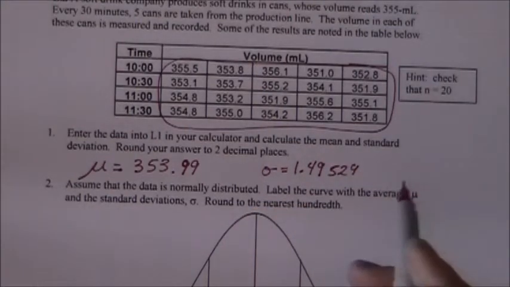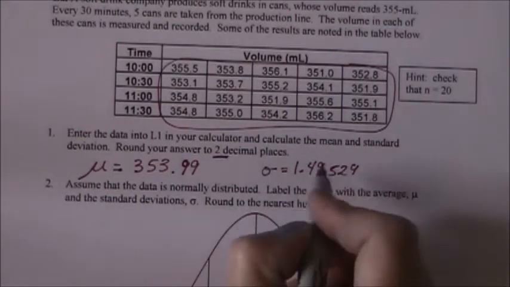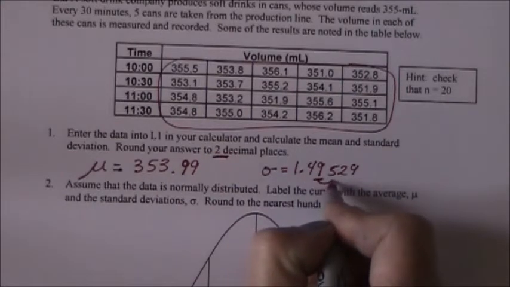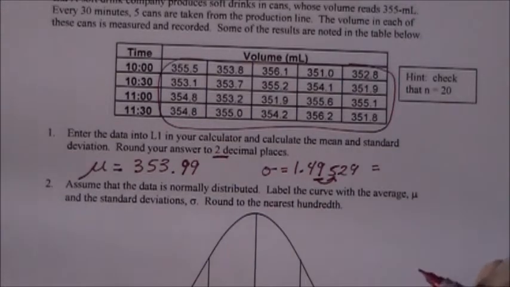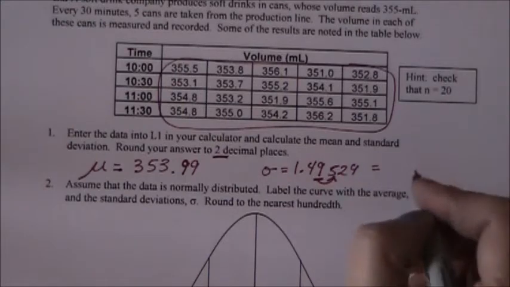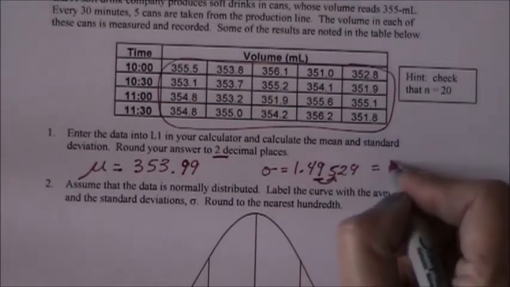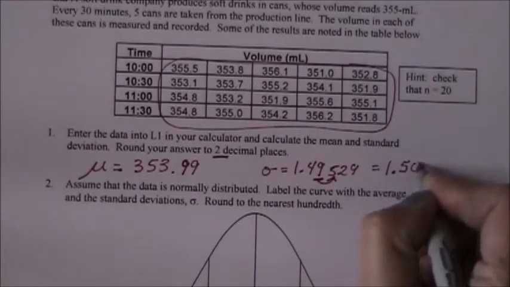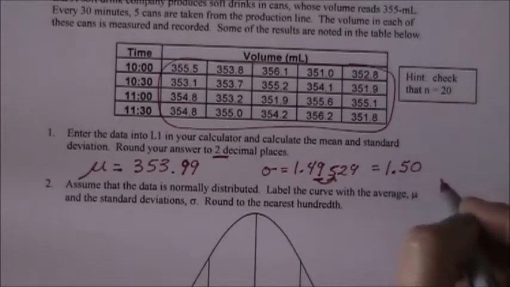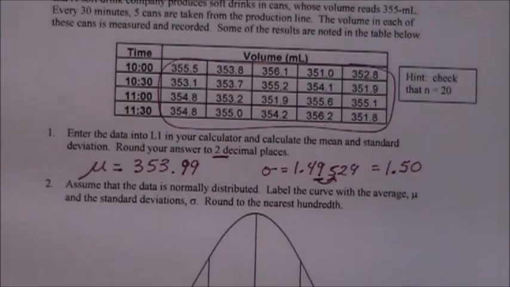1.49529 in the calculator. It says to 2 decimal places, so this is where we want to round to. The 5 says that the 9 needs to go up, and when it goes up, 9 plus 1 is 10, which means we're going to end up with 1.50. You do need the 0. If you don't put the 0 in, you've only rounded it to 1 decimal place, not 2 decimal places.